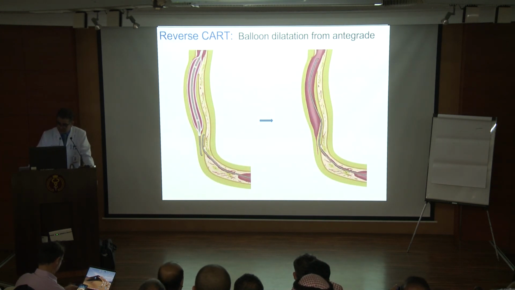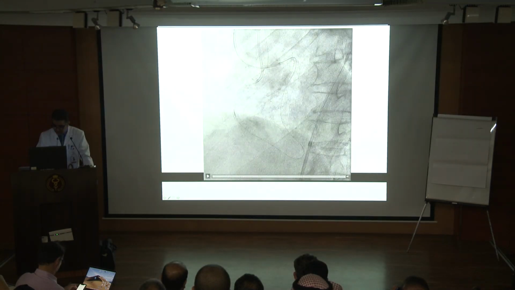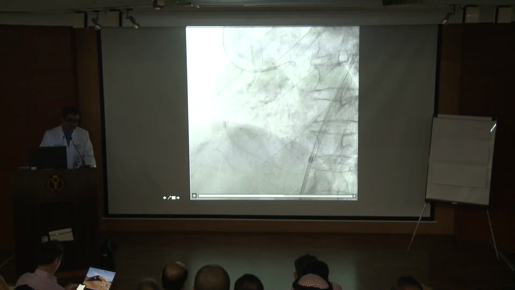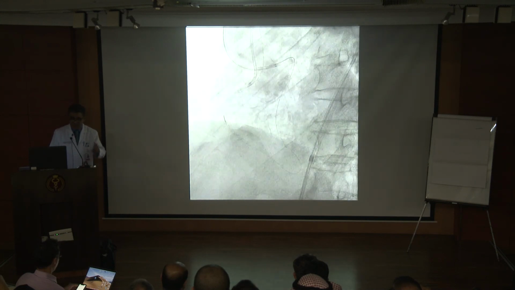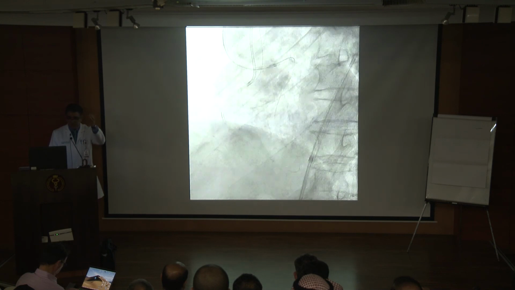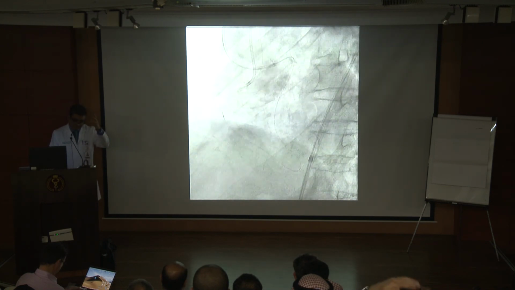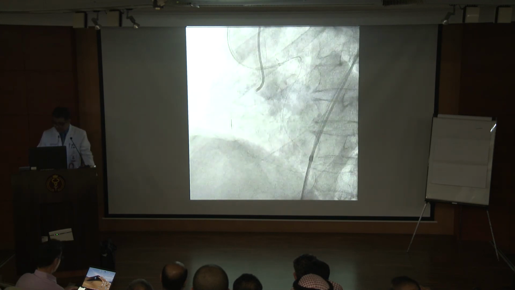So we talked about that. After CTO crossing, the wire will go somewhere in the guide or in the aorta. If it goes in the guide with the guide extension, fantastic. You trap it, take your microcatheter up, take that wire back, put an externalization wire, and the case is finished. Occasionally, that's not the case.